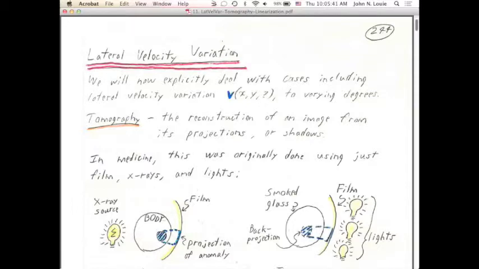So we might work over maps, we might work over sections, we might work over 3D volumes, and we're going to start with the simple question: how can we estimate lateral velocity variation more accurately than with, say, NMO stacking? How can we estimate lateral velocity variation over the map, over the section, across the 3D volume?